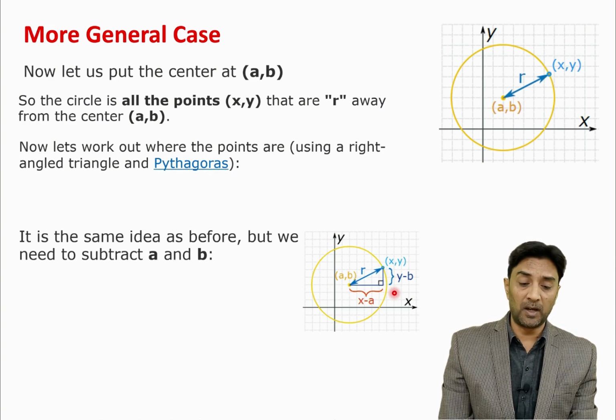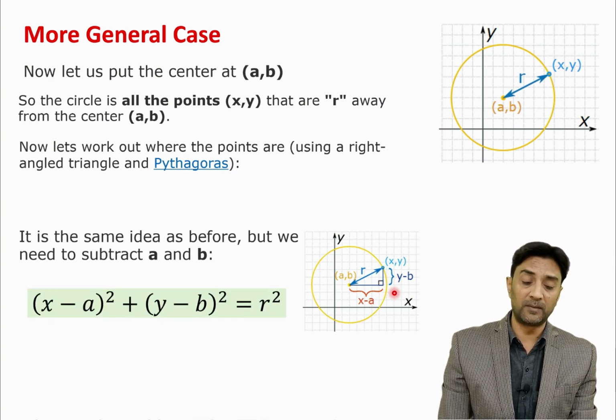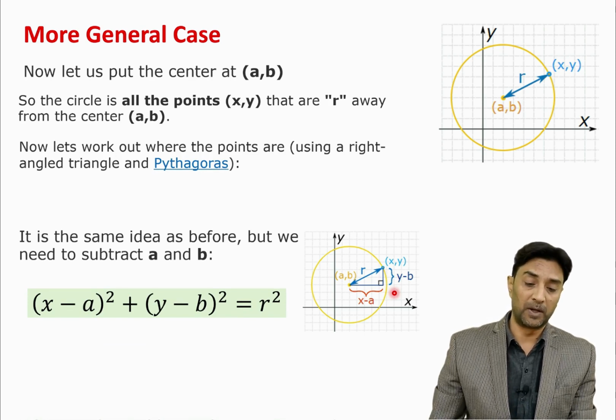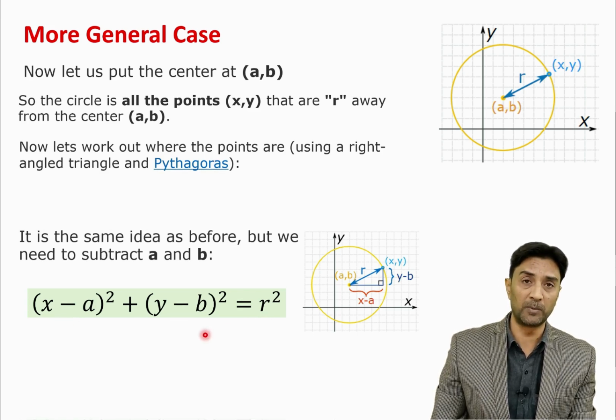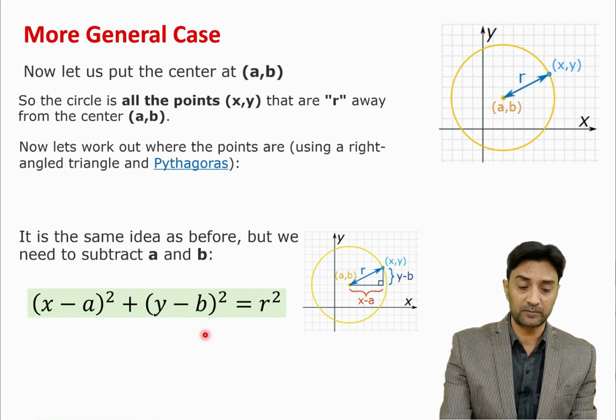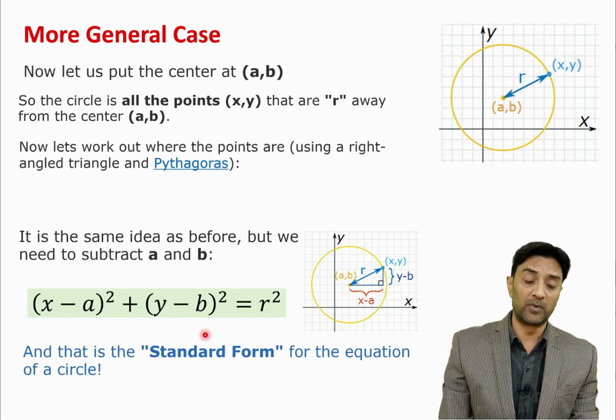So it is the same idea as before, but we need to subtract a and b. Then (x minus a) squared plus (y minus b) squared is equal to r squared. Perpendicular, this is the base and this is the perpendicular, is equal to the hypotenuse squared. So this is the more generic form of a circle, and this is the standard form for the equation of a circle.